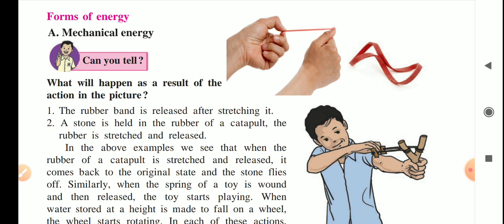Now what are the types of mechanical energy? First is potential energy and second is kinetic energy. So here an example of a catapult and a rubber band is given. In case of a rubber band, when you stretch a rubber band and release it, it will fly to a certain distance. Similarly, in case of a catapult, when a stone is held in the rubber of a catapult, the rubber is stretched and released. When the rubber is released, it will come to its original position, and at the same time the stone will fly to a certain distance, right?